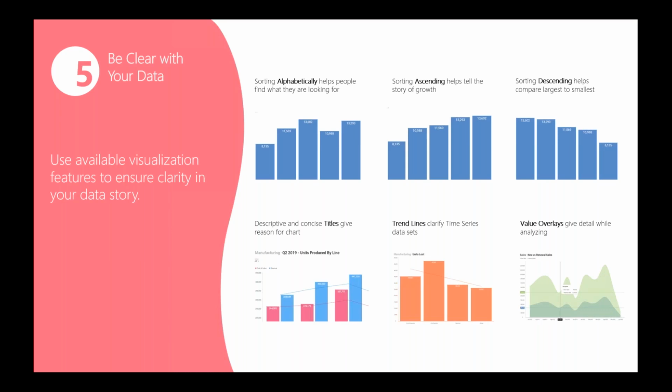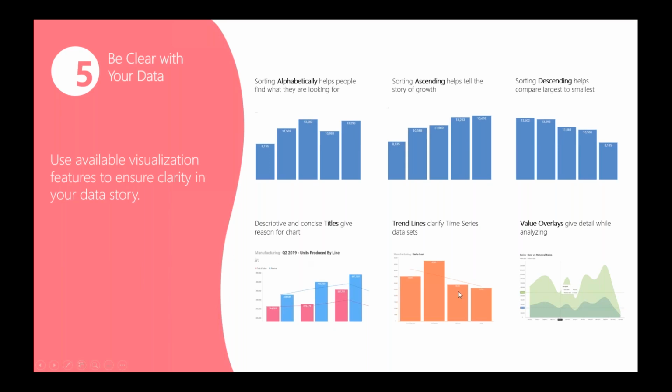This is a lot of signal choices within the tools that you use. So even Microsoft Excel, you can do some of this stuff. Make sure you use sorting. Sorting alphabetically really helps people find what they're looking for if it's like product names, maybe movie titles, I don't know. Sorting ascending will help me show a story of growth. Descending, maybe declining revenue, declining sales, or comparisons of largest to smallest. Titles are critical. Be as descriptive as you can in a title.